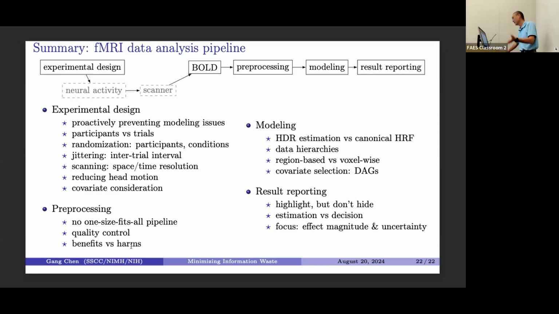With reporting, try to report the full results as much as possible. Focus on estimation, not the decision-making process. Science is about accumulation, knowledge accumulation. Each study is not decisive. If it were decisive, we would not have to repeat the experiment across different labs. That's why we need to maintain as much information as possible. Don't treat it as a decision-making process. Treat it as knowledge accumulation.